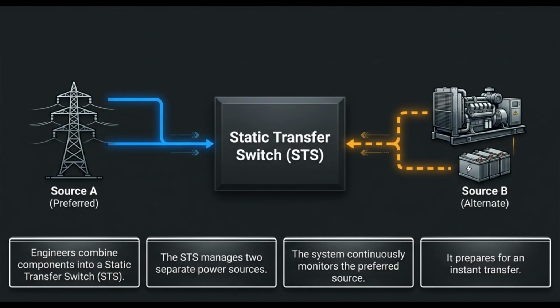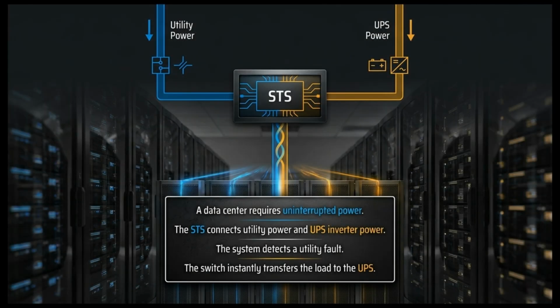A static transfer switch, or STS, manages two separate power sources, constantly monitoring the preferred source and preparing for an instant transfer if needed. In data centers, the STS connects utility and UPS power. If a utility fault is detected, the switch instantly transfers the load to the UPS to ensure uninterrupted power.